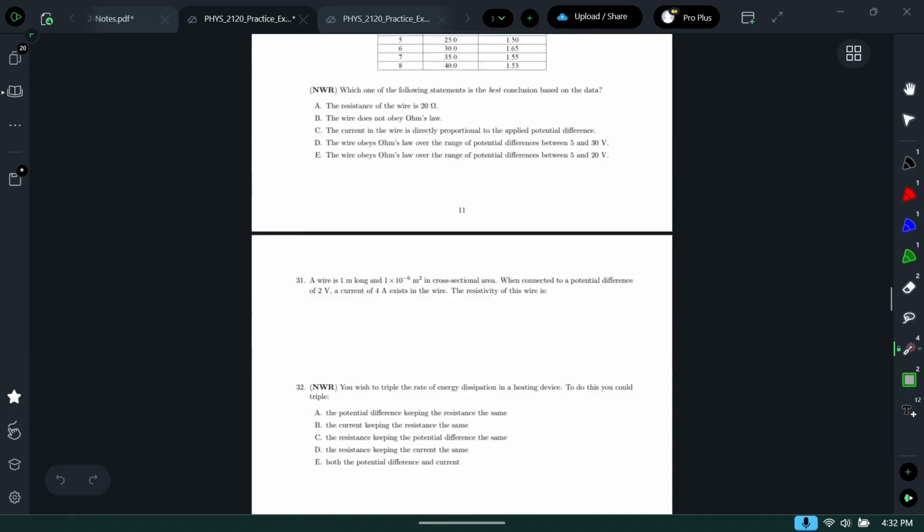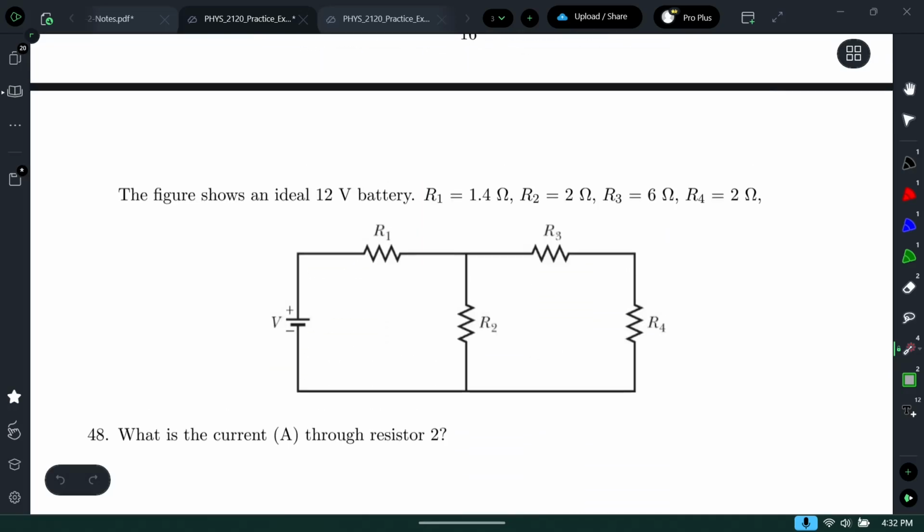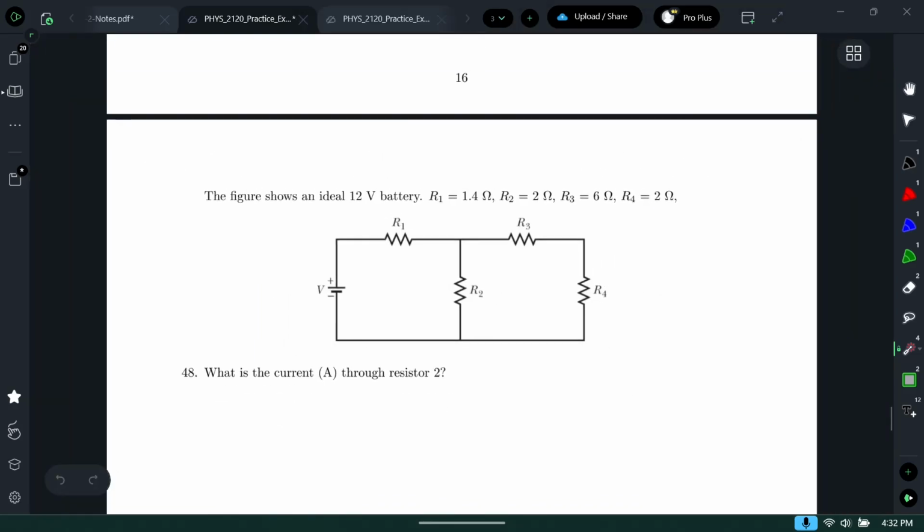All right, I'll jump to one of those equivalent circuit problems. So strap in, this is going to take a little bit. We have a 12-volt battery. R1 is 1.4 ohms, R2 is 2 ohms, R3 is 6 ohms, R4 is 2 ohms. We want to find the current through resistor 2. So ultimately I want to know, I don't even know if it goes this way for sure, but whatever the size of that current is is what I want to know.